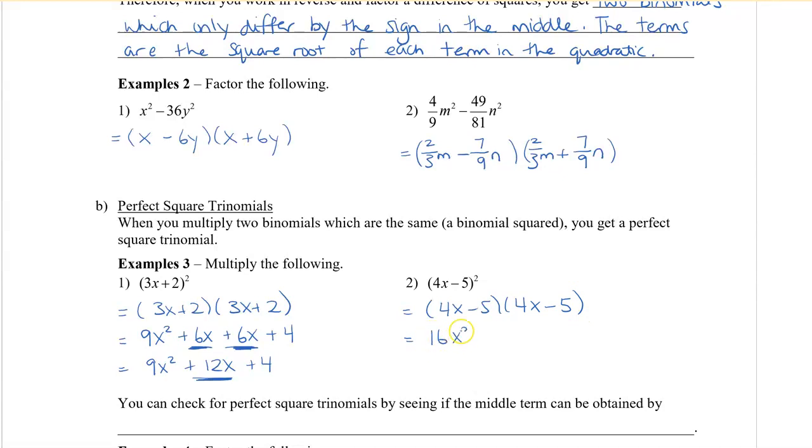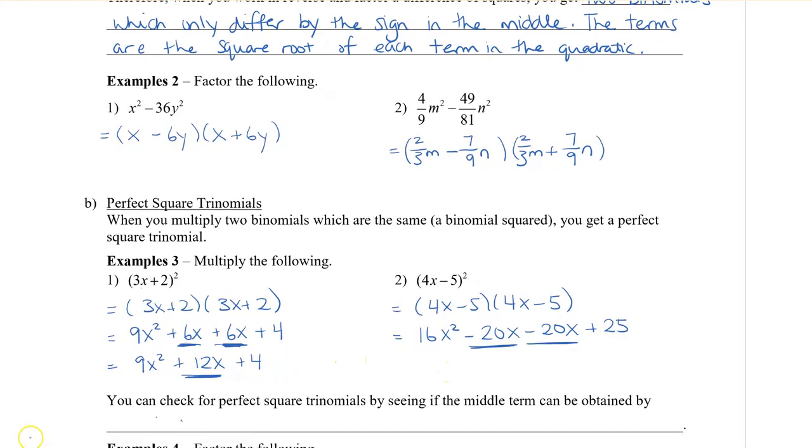Okay, and I'm going to distribute. So I get 4x times 4x is 16x squared, minus 20x for my middle terms, and then plus 25. And we can simplify this to become 16x squared minus 40x plus 25. So notice again that this middle term, negative 40x, is obtained by 2 times negative 20x, because we have two of them. Now, how do we check?